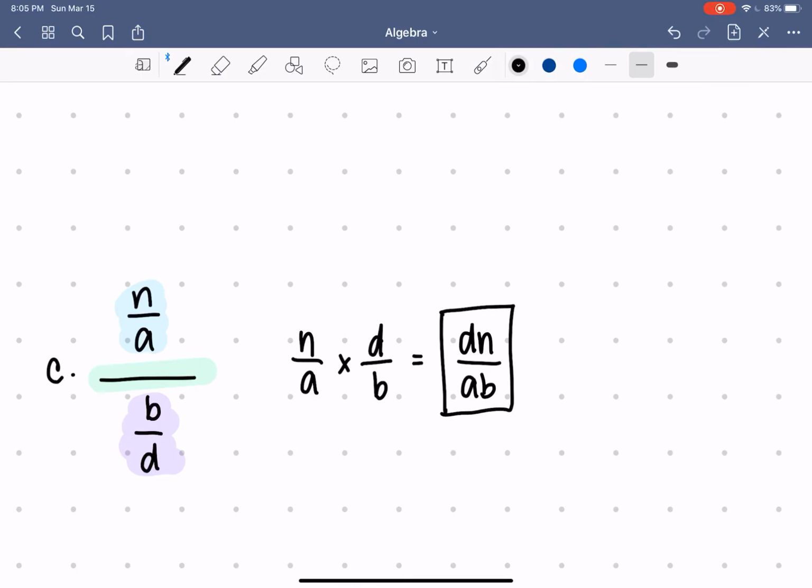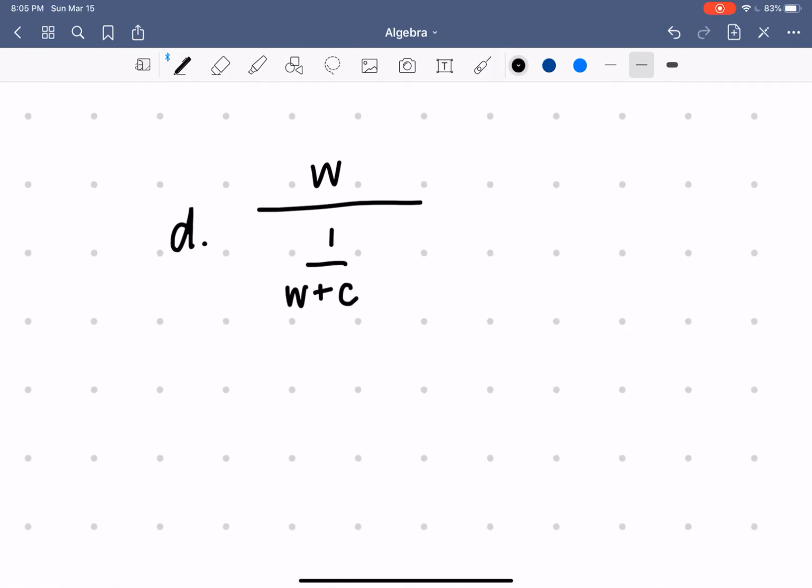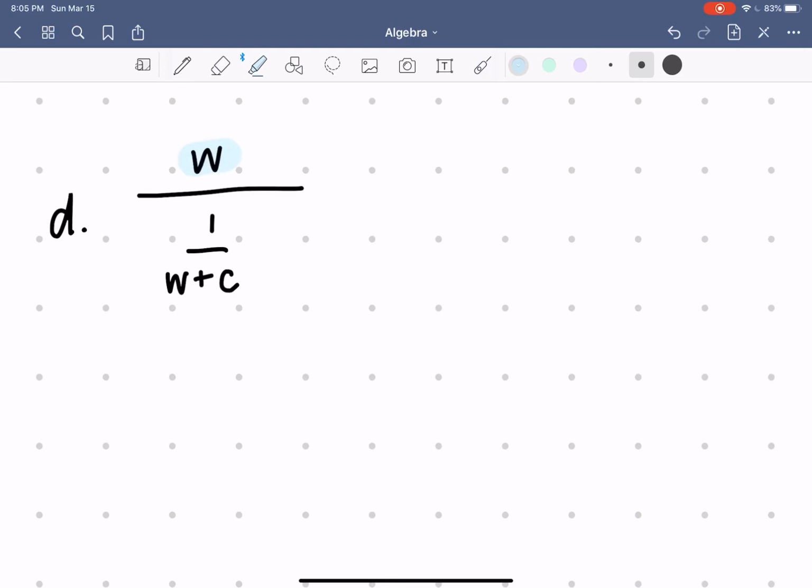Okay, so now let's get to one that's actually a little bit more complex, one that you might have trouble with. We have w over 1/w plus c. So now we're throwing in an addition sign, and it's just there to confuse you. But let's just walk through this the same way we walked through all the other ones. So we're going to keep the w. We're going to change this, and then we're going to flip this weird guy over here. So keep the w, change the division to multiplication, and then flip this weird thing that's happening over here. So let's change it to w plus c over 1. That would be my reciprocal.